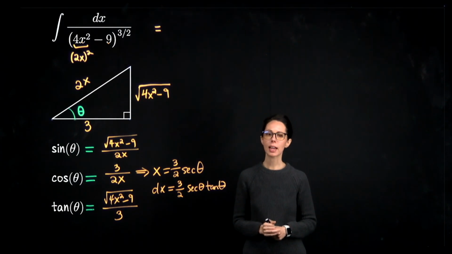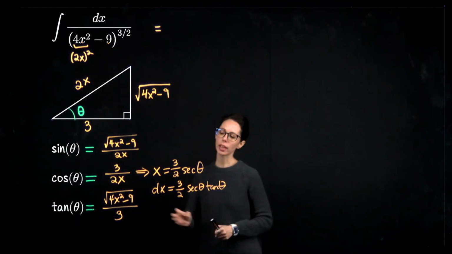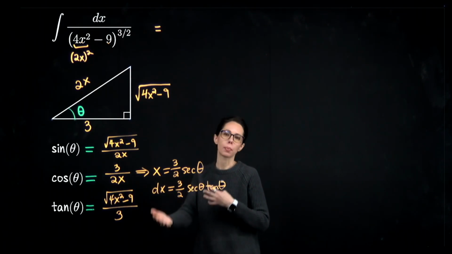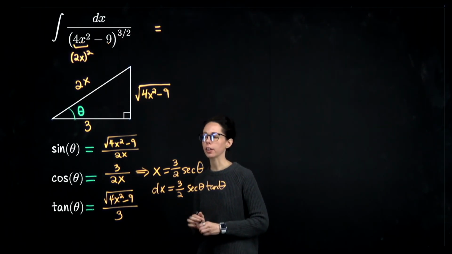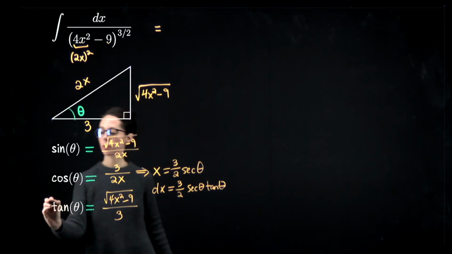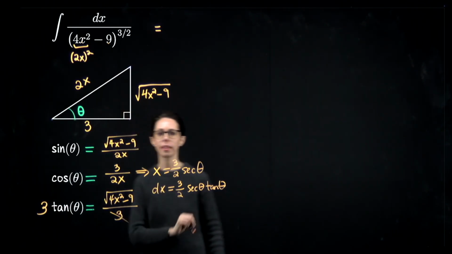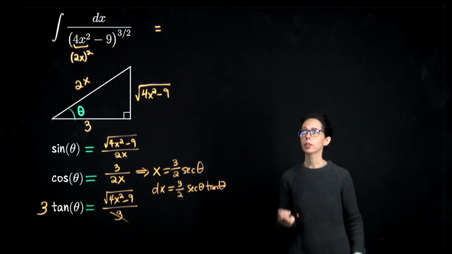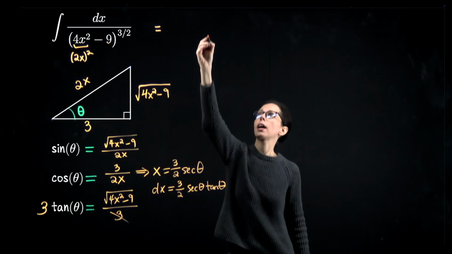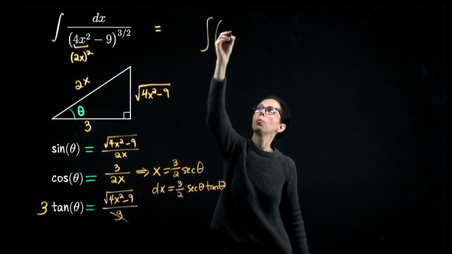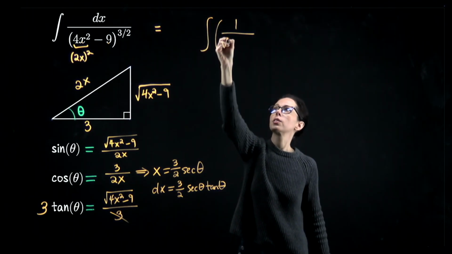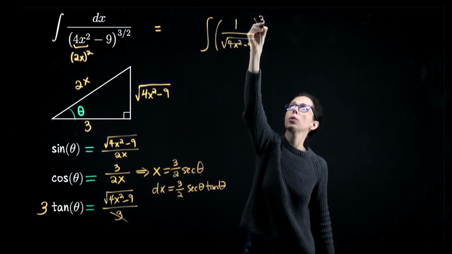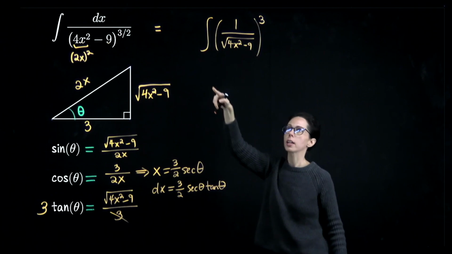Okay, to replace that term in our integrand, I would like to just see the square root expression. I could then cube it, or first I could flip it and then cube it to make it look exactly like the integrand. So if I multiply over by 3, we know that 3 tangent of theta is the square root. So let me write this as 1 over the square root of 4x squared minus 9 cubed. That's equivalent to the original integrand, then dx.